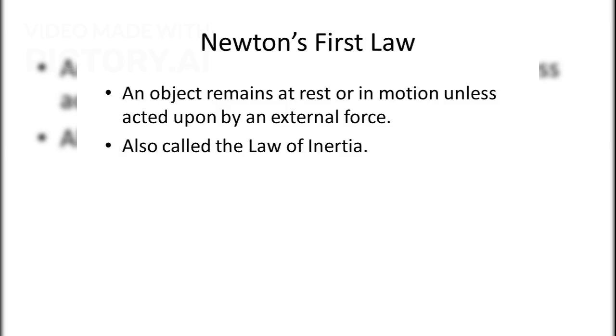Newton's first law, also known as the law of inertia, states that an object will remain at rest or in uniform motion unless acted upon by an external force. This principle explains why objects don't change their state without a cause.